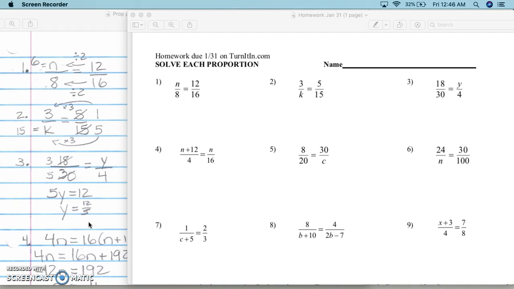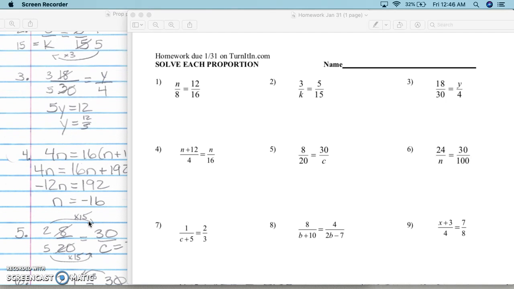All right, number 4. These are the ones that I told you ahead of time. You're going to have to cross multiply, and you're going to have to use distributive property, because you notice I can go 4 times n and get 4n. But in order to get the other side of the equal sign, I have to go 16 times whatever the value of n plus 12 is.